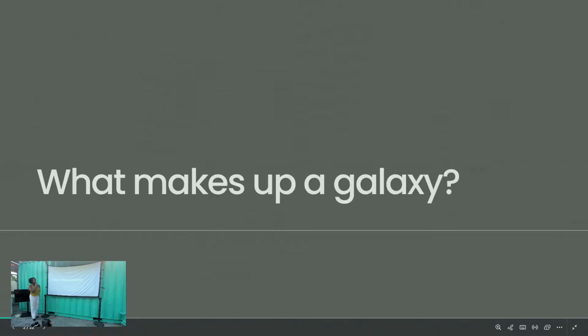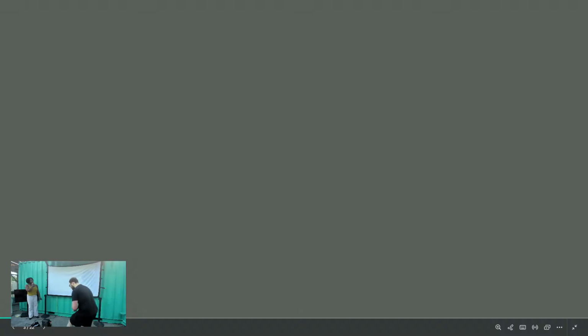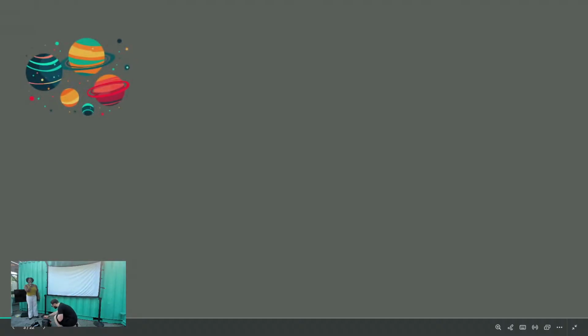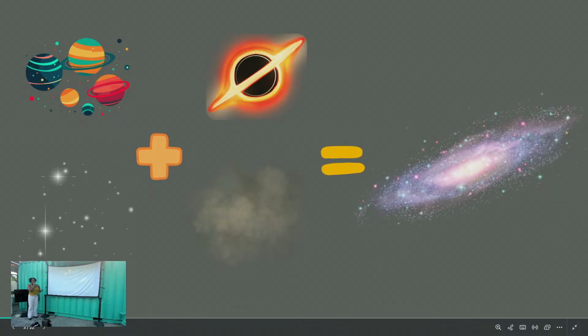Okay, so what makes up a galaxy, right? We have a couple of components. We have planets, we have stars, we have a black hole, maybe more than one black hole. That's something that we can also see. And then we also have dust, which you cannot see up here, but there's dust here. And that's also really important. So when you combine those, what you get is a galaxy, right?